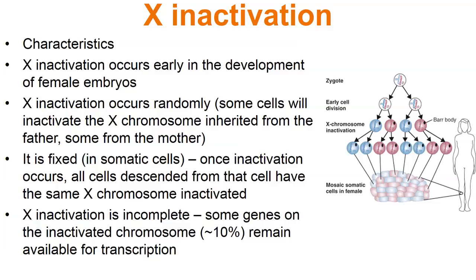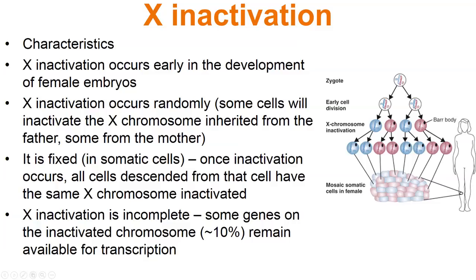So at that point, the decision is made which X chromosome you're going to shut off, and then every cell derived from that has the same X chromosome shut off. Okay, and because it occurs at random, you end up with females being a mosaic of cells in terms of which X chromosome is shut off.